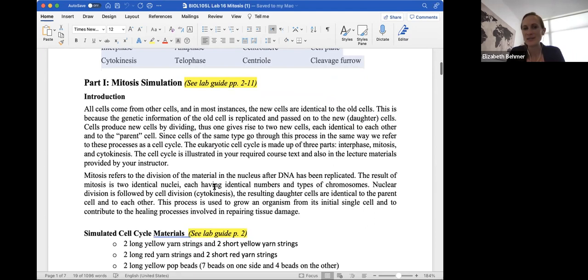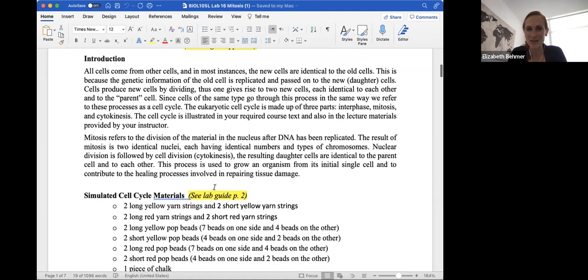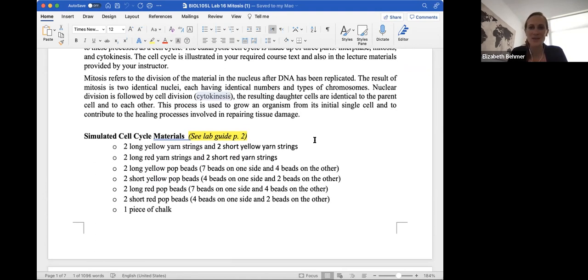So as a part of the mitosis simulation, all cells come from other cells. And in most cases, new cells will be identical to old cells. This is because genetic information is replicated or copied and then passed on to new daughter cells. Cells produce new cells by dividing, and thus one gives rise to a new cell, each identical to a parent cell. So mitosis refers to the division of the material in the nucleus after the DNA has been replicated. The result of mitosis is always two identical nuclei, each having the identical numbers and types of chromosomes. Nuclear division is followed by cytokinesis, which is cell division, resulting in identical daughter cells that will be completely identical to the parents.